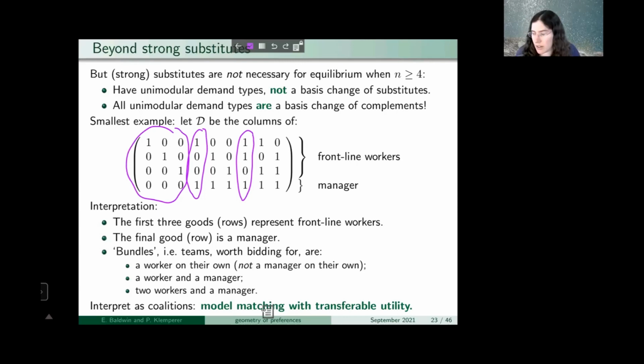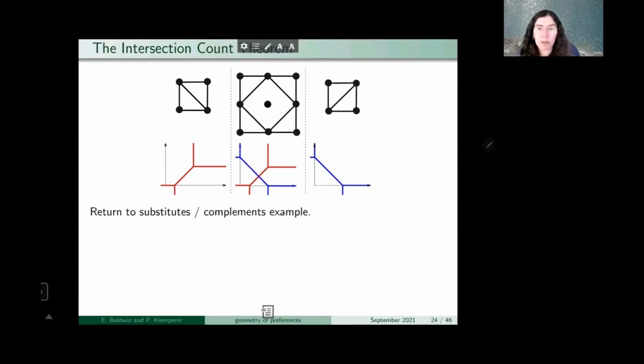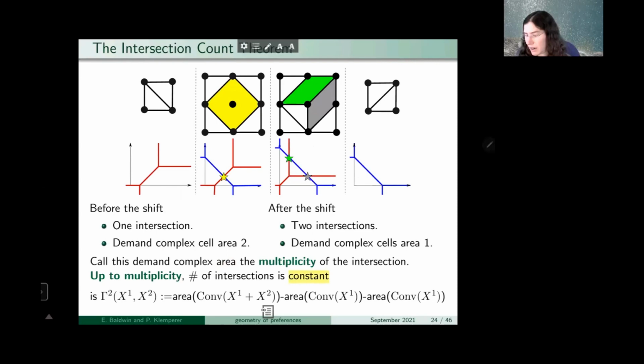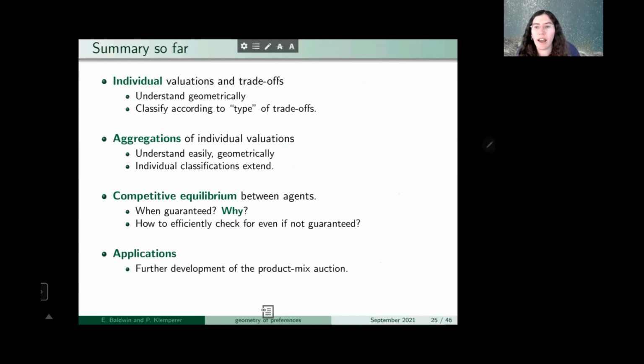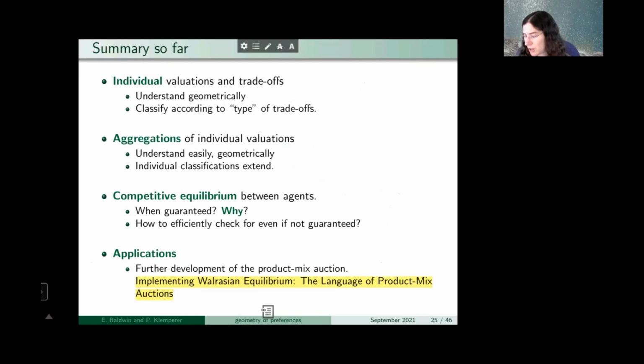I am supposed to be finishing now, and I haven't even started on the product mix auction. So I am going to jump over the intersection count theorem, unfortunately, and move on to a little bit of product mix auction, and then I will open questions. Sorry about my timekeeping being terrible. I've just had so many wonderful questions from you all as I go along that you've encouraged me to go slowly and into more detail than perhaps I had time for.